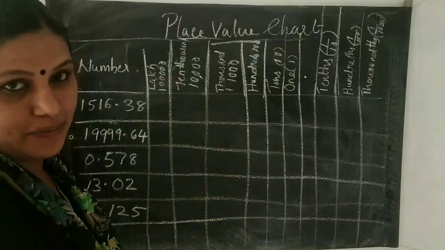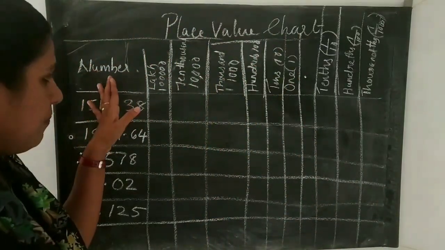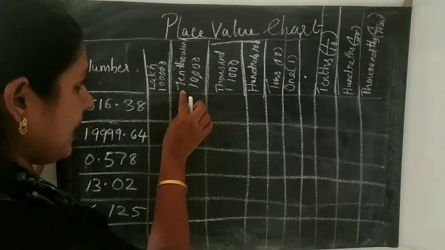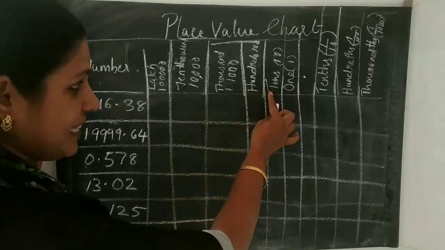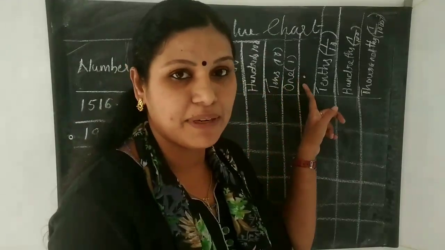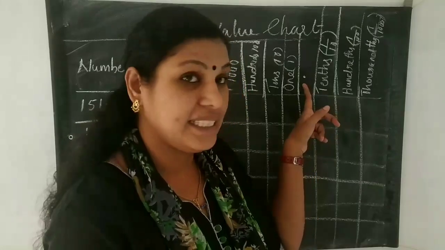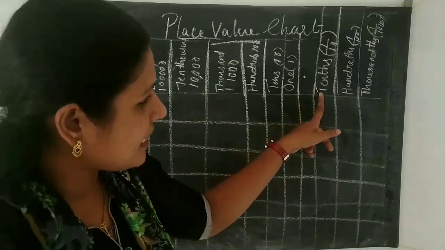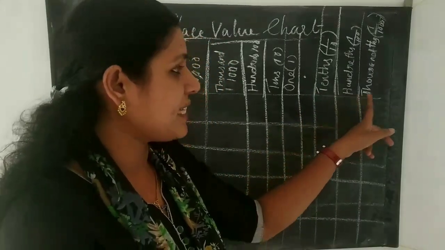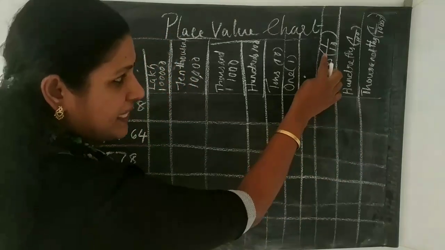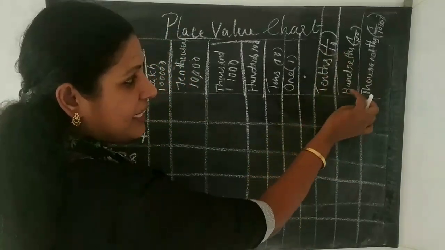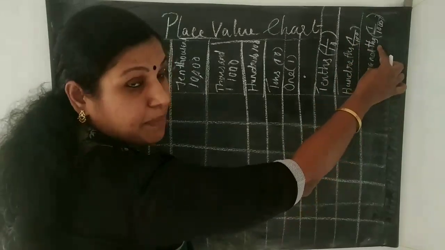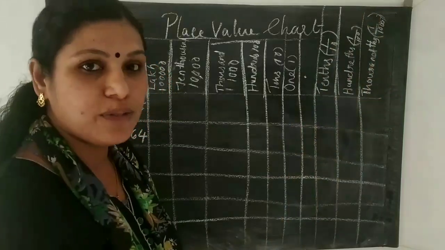Place value chart. Here number, then lakh, 10,000, 1,000, hundreds, tens, ones. And here represents the point. This is the decimal point. And this is tenths, hundredths, thousandths. Tenths means 1 by 10. Hundredths means 1 by 100. Thousandths means 1 by 1000.